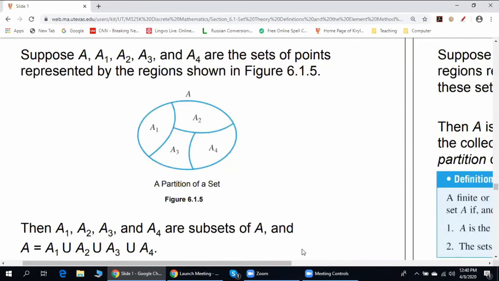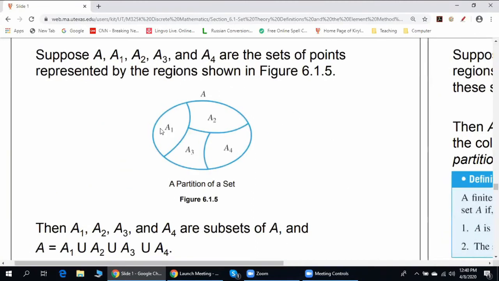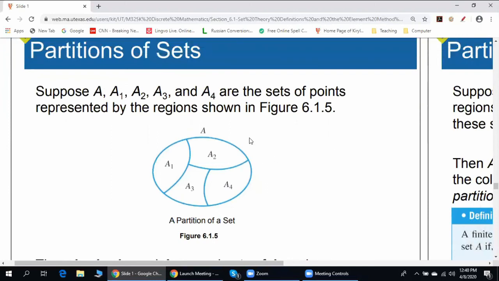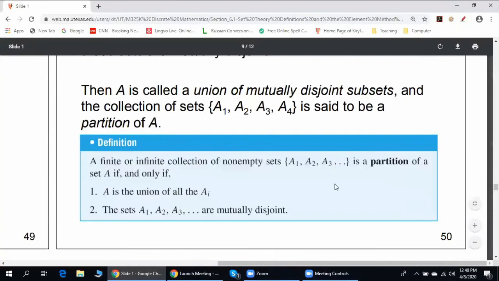Next. Here's what we mean by partition. It's easy to explain partition if we use, say, Venn diagrams. We have some set A, we split it into several non-overlapping subsets. This is what we mean by partition. Here's a rigorous definition of partition. A finite or infinite collection of non-empty sets, A1, A2, and so on, is a partition of A if and only if A is a union of these sets and sets A1, A2, A3 are mutually disjoint.